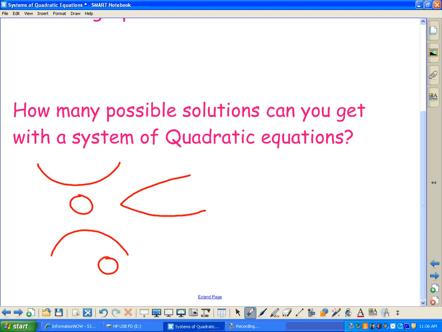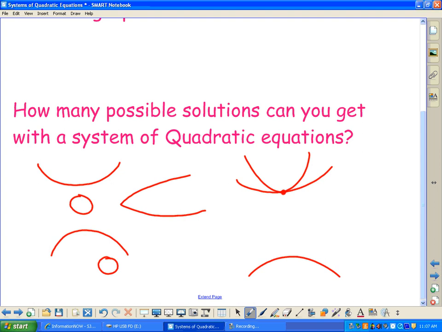Could they intersect just once? How? A hyperbola and a parabola. If I use this hyperbola, if I use this vertex, how would my parabola have to open to give me 1 point? Up. If it opened down, how many points of intersection would I get? 3. So it looks like I can get up to 3 as well.